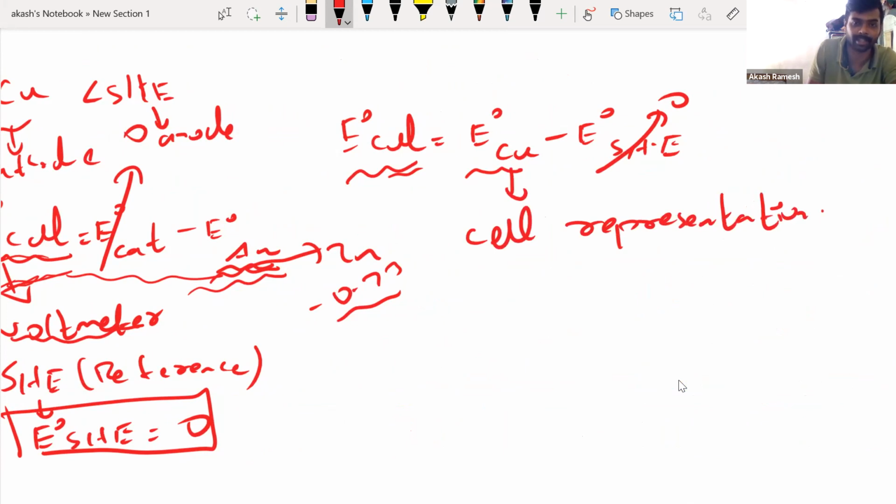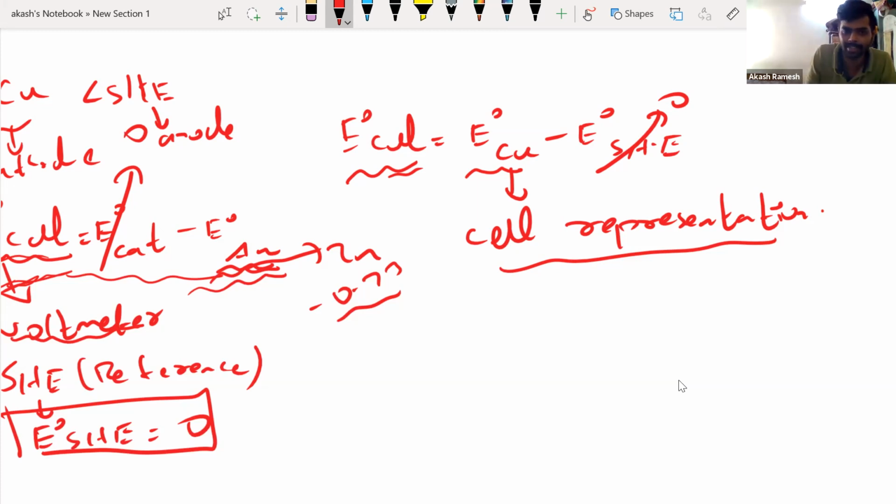How do you represent a cell? Now we cannot draw the diagram every time, correct? We cannot draw the cathode, anode, electrolyte, the vessel, all these things every time, right? So there is a shortcut representation for you to represent a cell. How do you represent it? It's very simple.